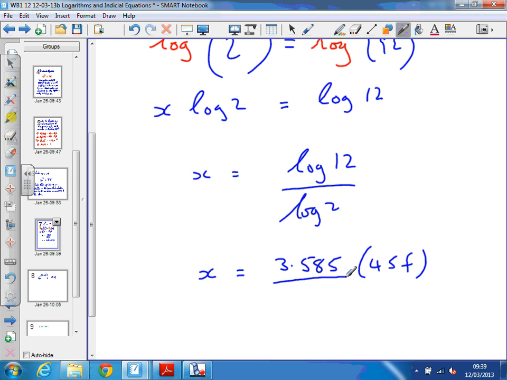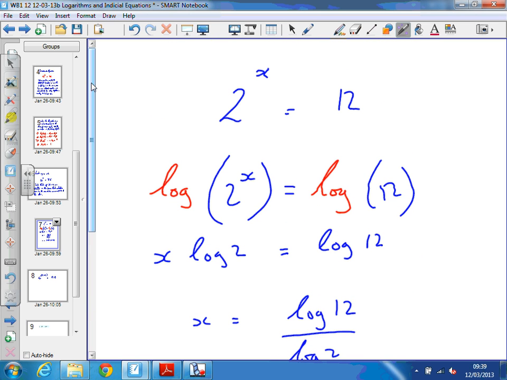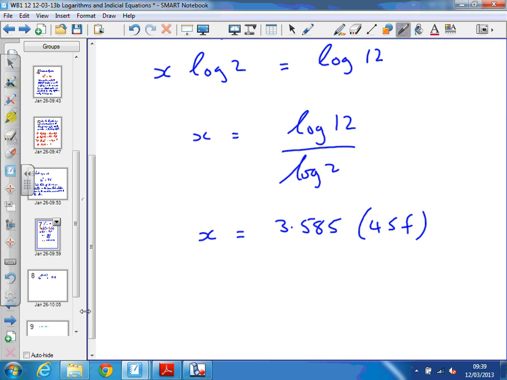How can I check that that's right? Back in here, 2 to the power, whatever that number is, should be 12. So as a final thing, just do that on the calculator. What is that? Right, so 2 to the power x, 3.585 equals, sorry, 12.0003. So near enough, okay? And again, just down to rounding. So we can find powers using the laws of logarithms, okay?